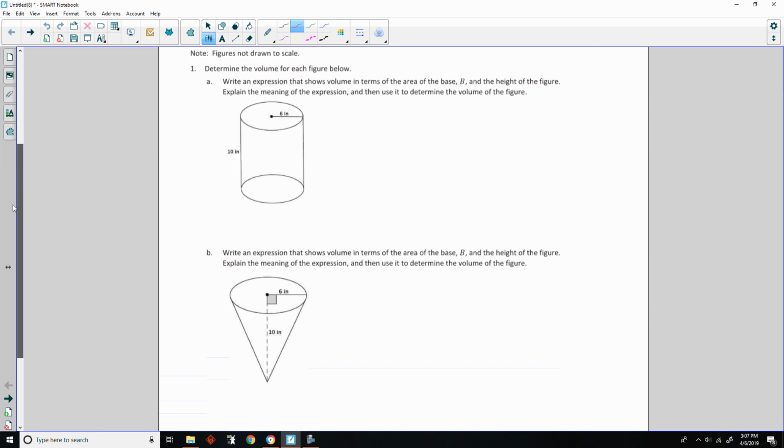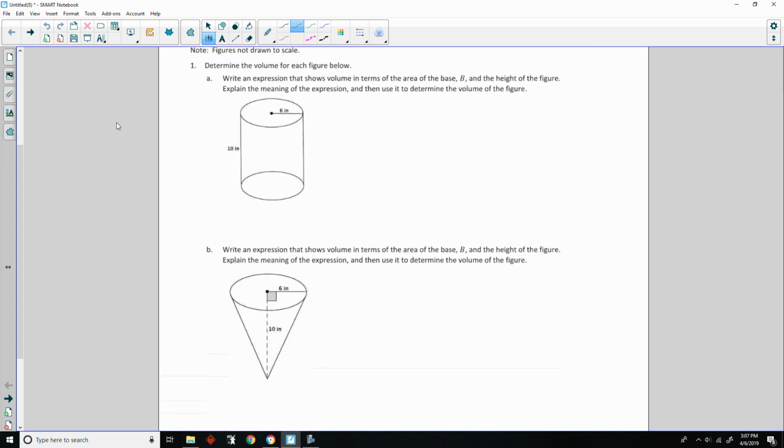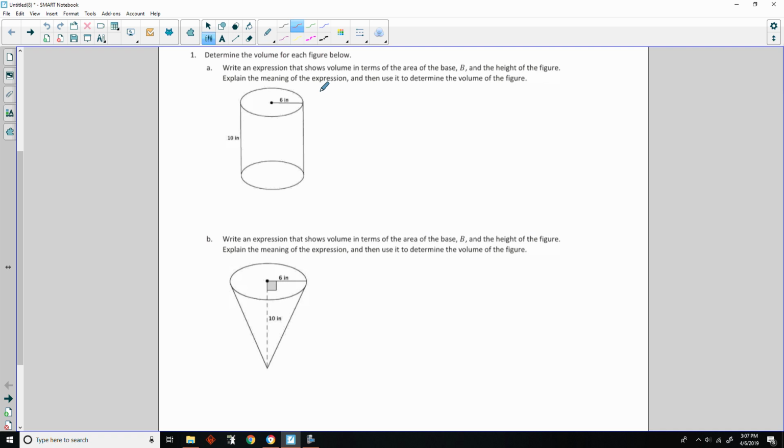Classwork exercise 1 and 2. Note, figures are not drawn to scale. Determine the volume for each figure below. Write an expression that shows volume in terms of the area of the base and the height of the figure. Explain the meaning of the expression and then use it to determine the volume of the figure.